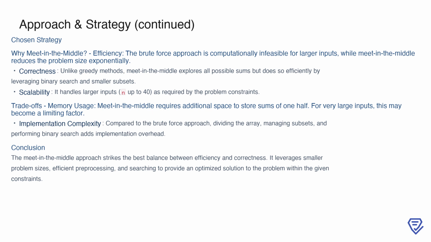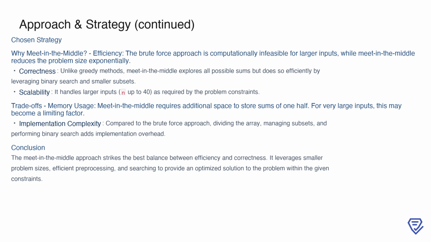The brute force approach, while simple, becomes computationally infeasible for larger inputs, as the exponential growth in subsequences makes it impractical. On the other hand, meet-in-the-middle significantly reduces the problem size by splitting the array into two smaller halves and leveraging binary search to efficiently find the closest pairs of sums. This ensures that we explore all possible sums, unlike greedy methods, which might miss the optimal solution. Furthermore, meet-in-the-middle is scalable, handling input sizes up to n equals 40, which aligns with the problem's constraints.